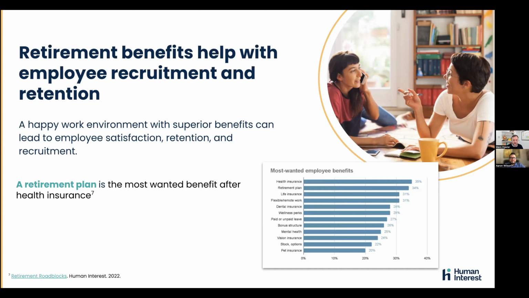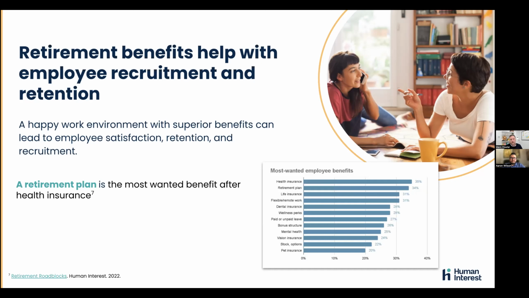I do see a question coming in about the $137 trillion gap. That actually comes from a report from the World Economic Forum. So you can pull that up, and we can provide that as a resource afterwards if you would like.